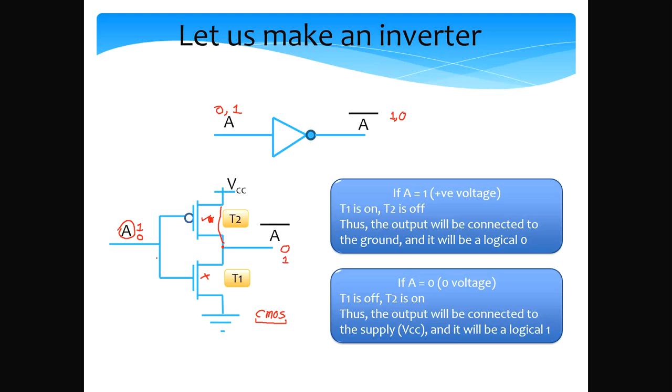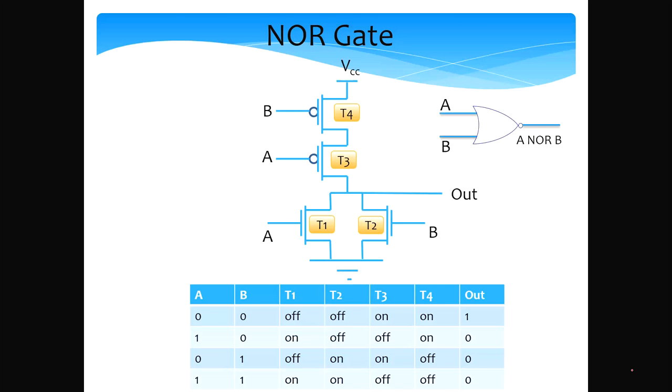And all that you need to do to understand the operation of such circuits is basically consider pairs of inputs. So if the input is a logical 1, then you need to find out which transistors are on and which are off. So in the case of logical 1, T1 is on and T2 is off. So the output gets connected to ground, hence it is 0. So let's see more examples of similar logic.